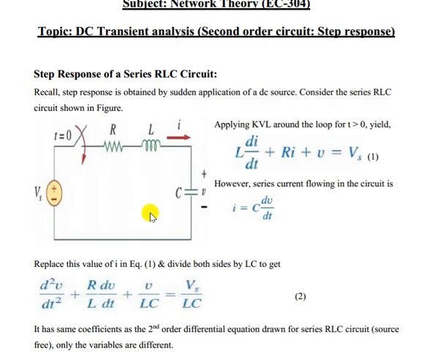Now if we write the KVL around the loop after the switching operation, we find that the voltage drop across R is nothing but I into R. Voltage drop across the inductor is L di/dt, plus the voltage drop across the capacitor, say V, that is equal to Vs, the supply voltage. Now we know this is a series circuit, so what is the current flowing? I equal to C dV/dt, that we can write.